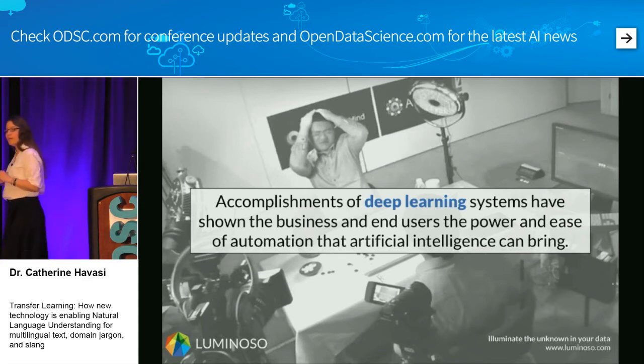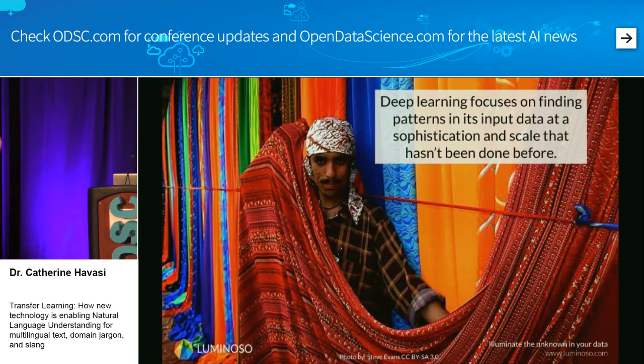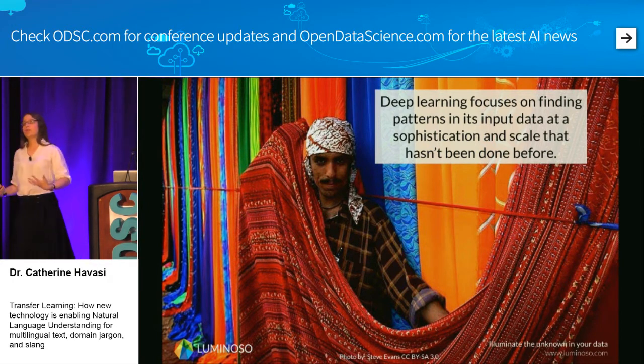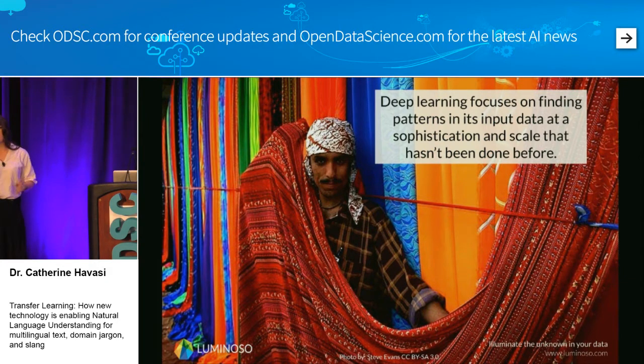And for those of you who haven't gotten a working definition yet at this conference and are really frustrated, you can just think of deep learning as focusing on finding patterns in input data at a sophistication and scale that really hasn't been done before, and bringing those patterns up and applying them in all kinds of interesting different ways. So it's really about finding and understanding patterns. And in its native form, that's great. It also has some problems. We'll get there in a second.